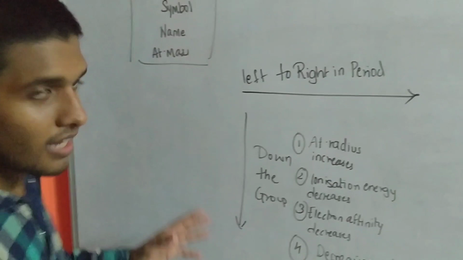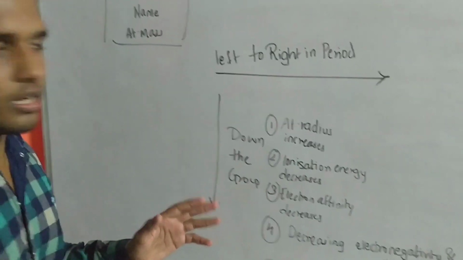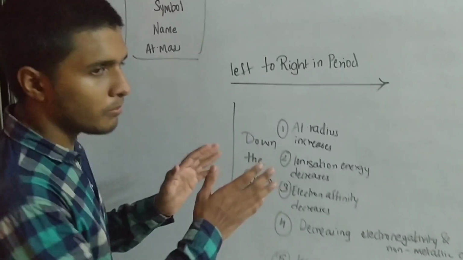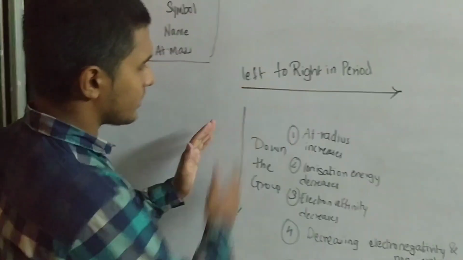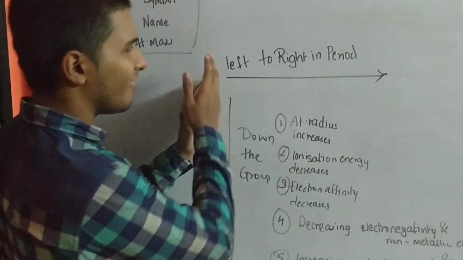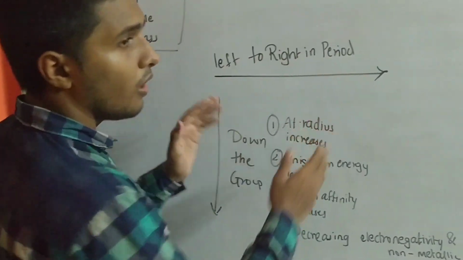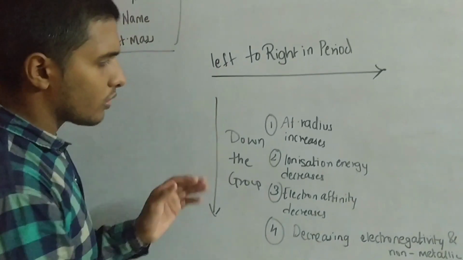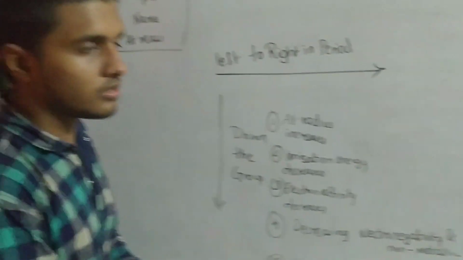So guys, this is the last part of this particular session of modern periodic table. In this particular part, we will discuss the gradation and properties as discussed earlier. So I have made two different sections. When we go from left to right in a period of the periodic table, what properties are graded, having gradation, and when we go down the group, group-wise, then what properties are changing.